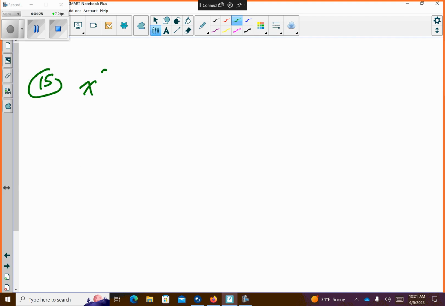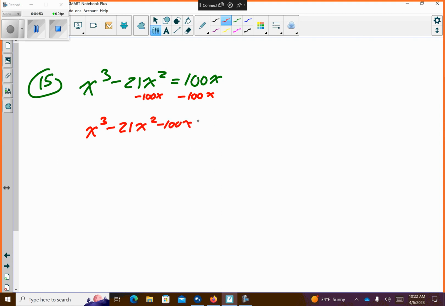So I have x to the third minus 21x squared equals 100x. All right. Is it equal to 0 as it sits? No. So let's move the 100x over. X to the third, x to the second, and x are not like terms because they have different exponents. So we get to that. Good so far? All right. So in this class right now, if I have x to the third, what can you pretty much guarantee one of the answers has to be? I can guarantee one of my answers is going to be 0.